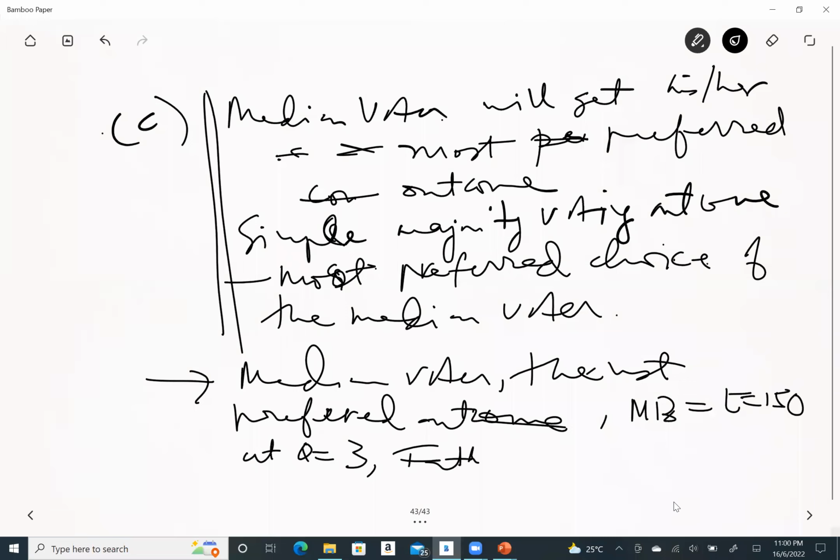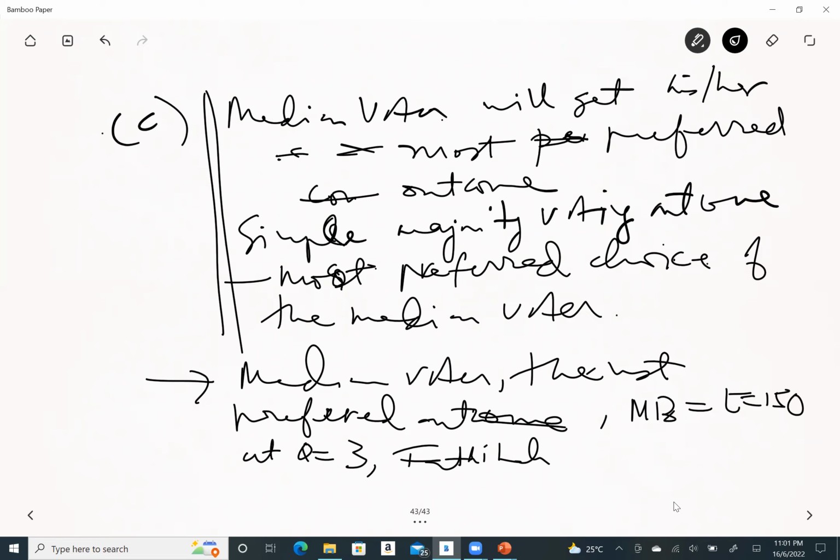So her most preferred choice is the political equilibrium. And that is his most preferred choice. So the outcome of the voting process is the most preferred outcome of the median voter. So basically, that's how you answer it. Okay, any question?